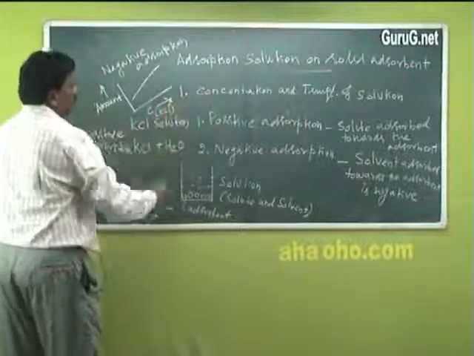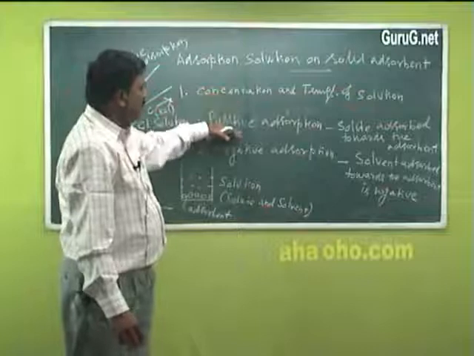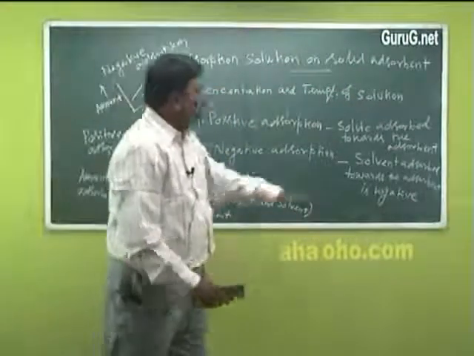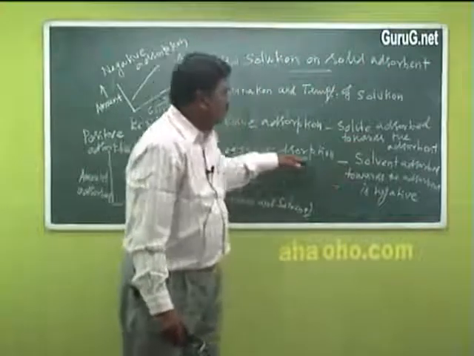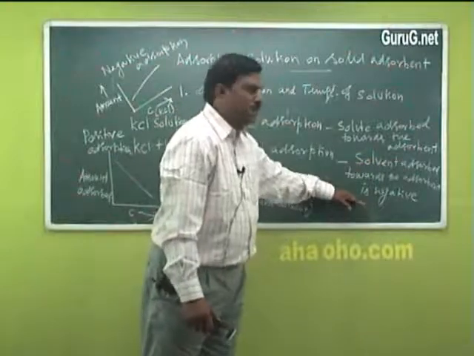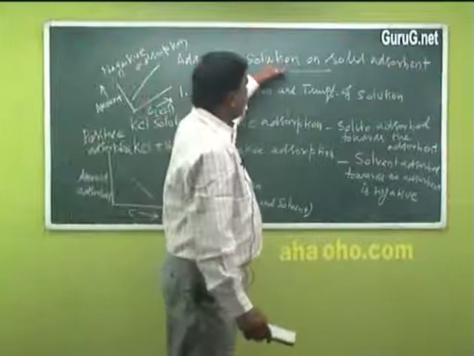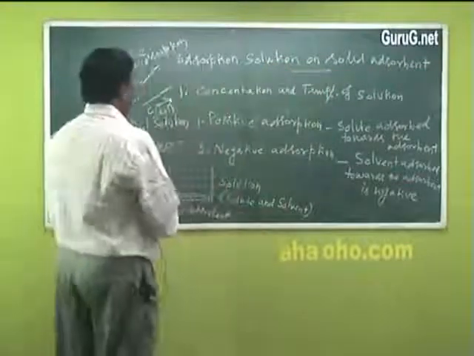So these are the two different types of adsorption with respect to concentration: positive adsorption and negative adsorption. Positive adsorption means solute adsorbed towards the adsorbent. Negative adsorption means solvent adsorbed towards the adsorbent. So this is the first point of effect on adsorption of solution on solid adsorbent.